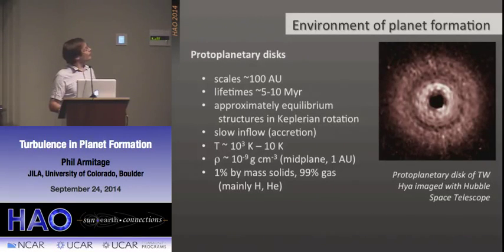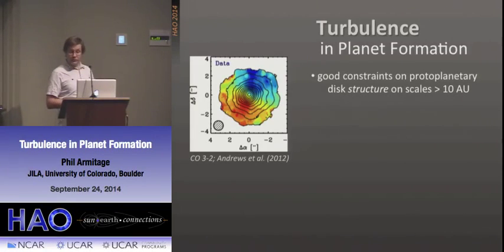Now, why are we interested in turbulence in planet formation? Well, if we're just interested in the overall structure of the disk, we actually have some pretty good constraints now on what that structure looks like, at least on relatively large scales. So if you ask, what is the structure of planet-forming disks at 1 AU? If you're mostly interested in the formation of the Earth and the terrestrial planets, then observations on those scales are still extremely challenging.